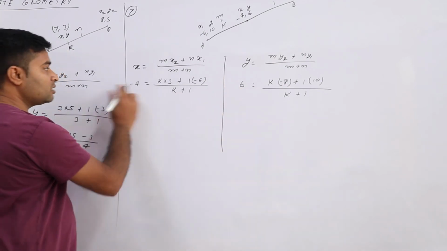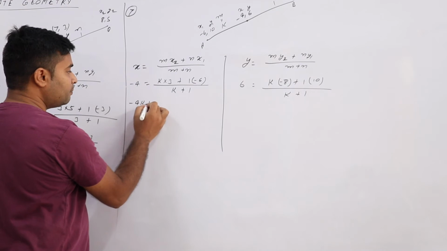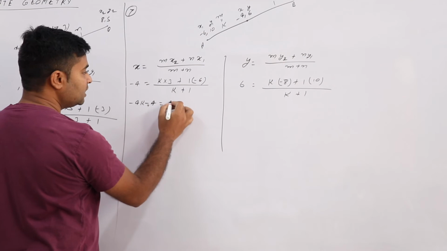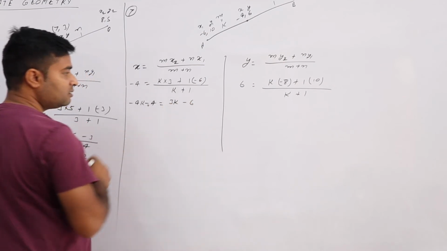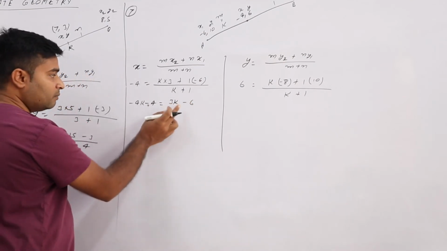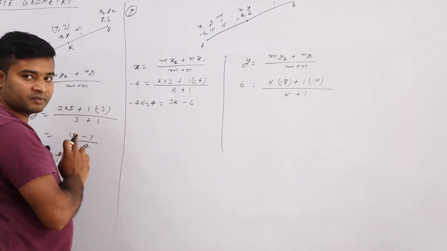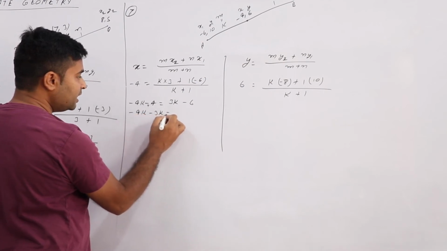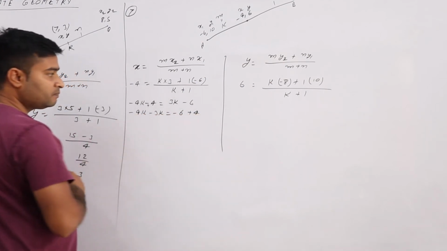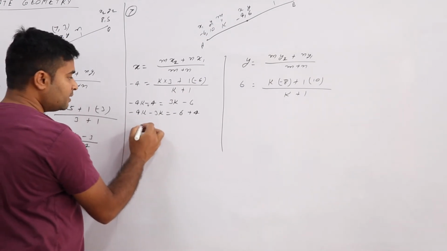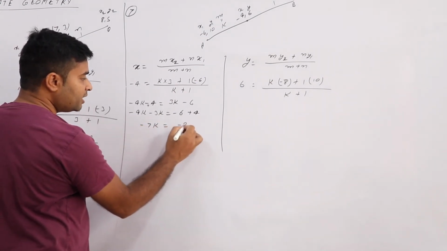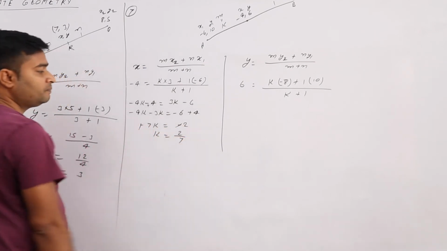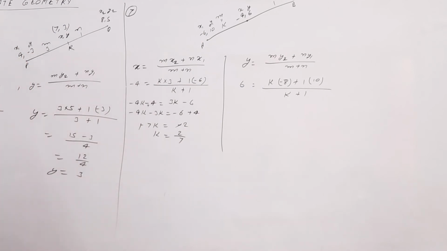Simplify it. Do the cross multiplication. Minus 4k minus 4 is equal to 3k minus 6. Bring all the same variable to one side. So minus 4k minus 3k is equal to minus 6 plus 4. So this becomes minus 7k is equal to minus 2. Cancel. K is equal to 2 by 7. True, yes or no?